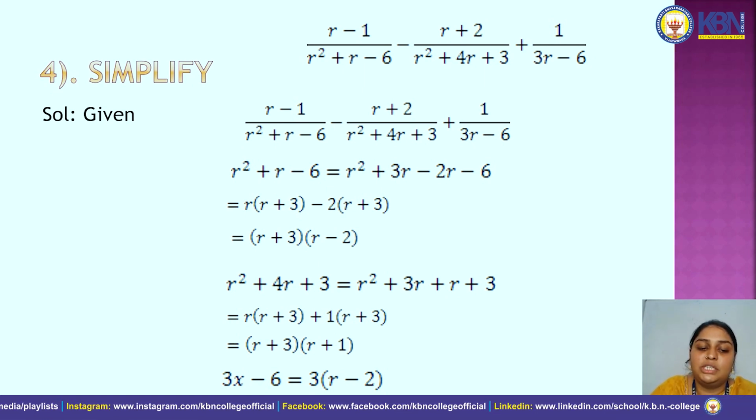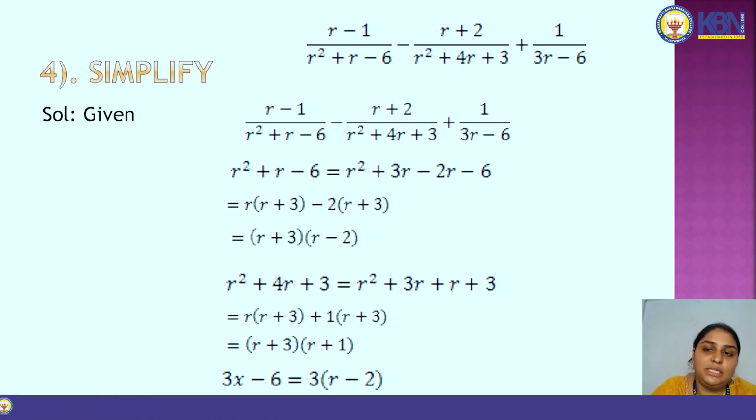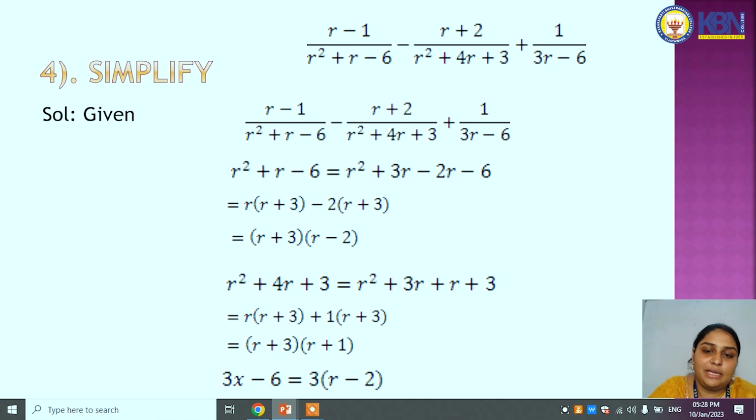In the first two terms, we have the common term r plus 3. And when we remove the common term r plus 3, the first term consists of only r and the second term consists of plus 1. Therefore, r square plus 4r plus 3 can be written as r plus 3 into r plus 1. And the third expression is 3r minus 6. In these two terms, the common term is 3. Clearly, we can write 3r minus 6 as 3 into r minus 2.